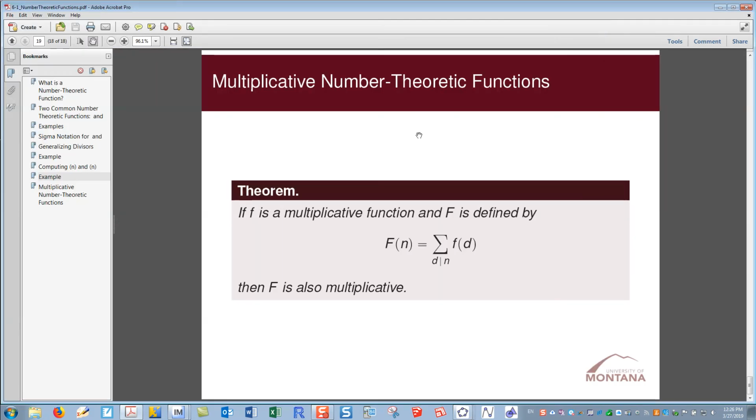One last theorem is that if f is a multiplicative function, then this big function we call F, which is a sum of the results of the multiplicative function f applied to the divisors of n, is also multiplicative. So anytime we make a sum of the results of a multiplicative function for certain divisors of a number, then that is also multiplicative.